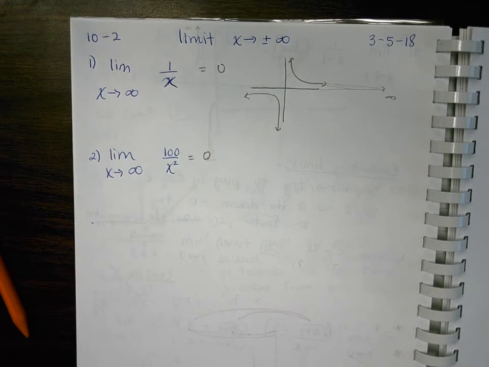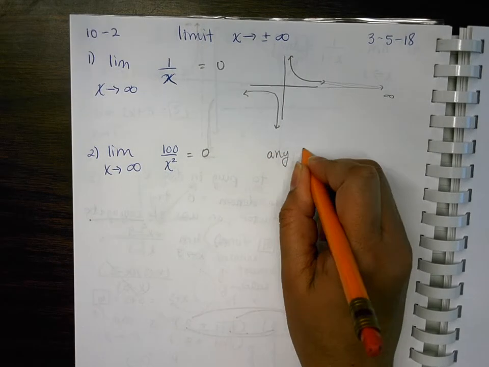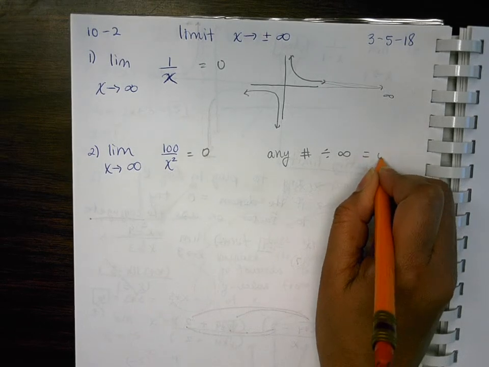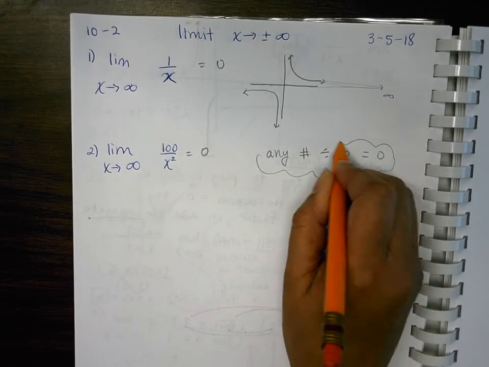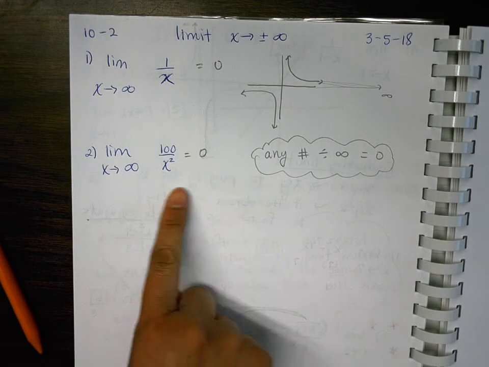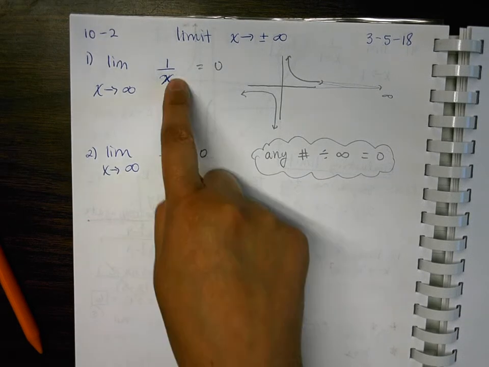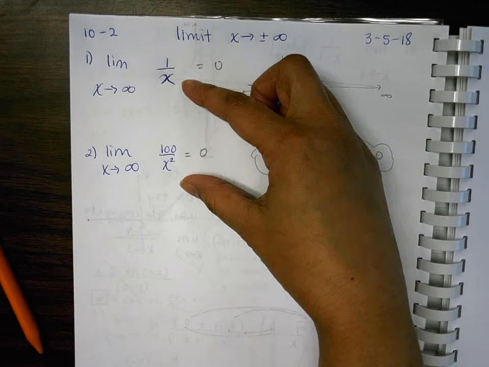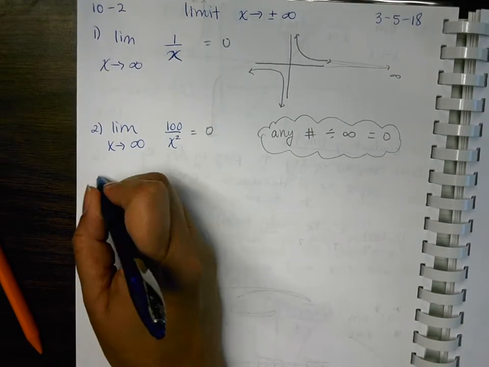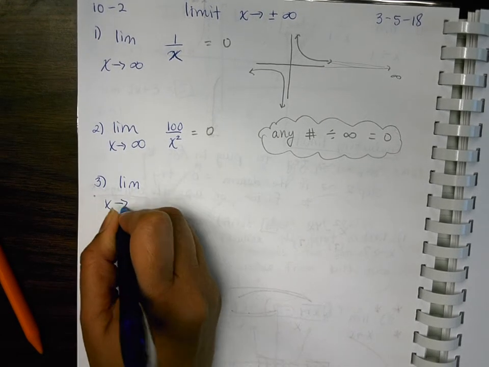So what can we say about any number divided by infinity? Any number divided by infinity equals 0. Does that make sense? When you're taking the limit as x approaches infinity and you plug infinity into the denominator and you have a number at the top, a number divided by infinity is infinity. I'm sorry, 0.